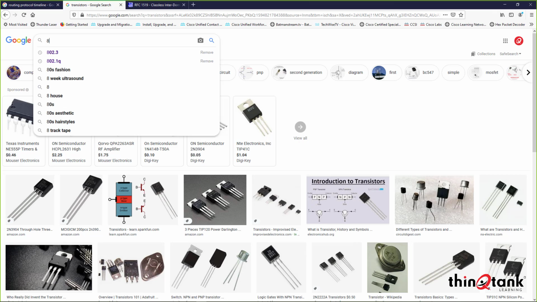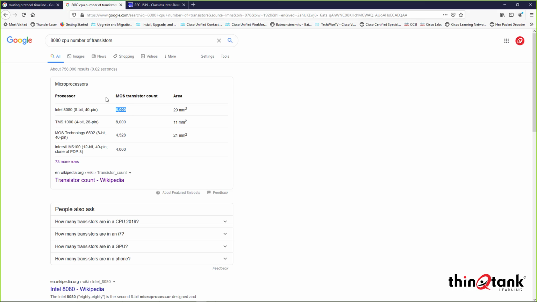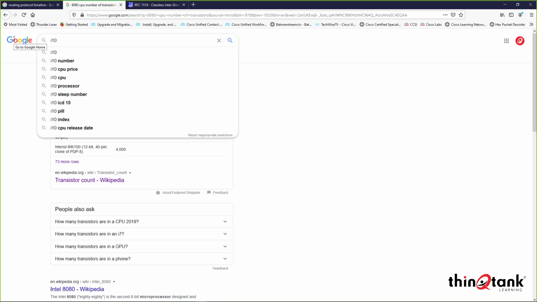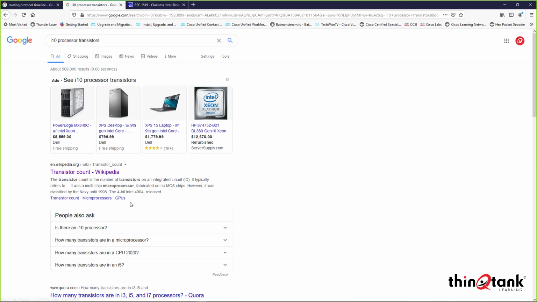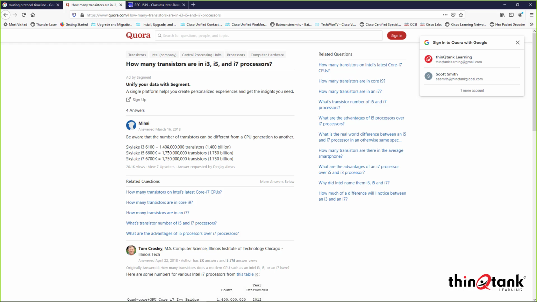And if you look at an 8088 CPU, 8080 or 8080 CPU, the number of transistors, it had 6,000 transistors. And if you look at an i10 processor, that's where we're getting all the computing power from now. How many transistors are in these processors? It's in the millions, right? Or billions. 1.4 billion transistors in an i3, 1.7 billion in an i7 processor.